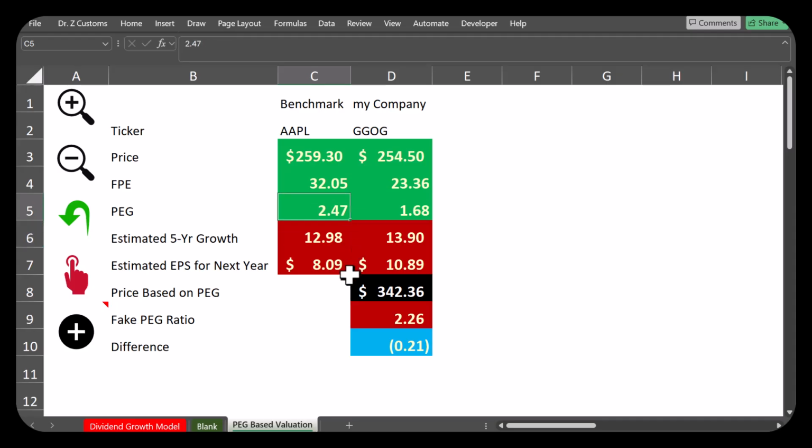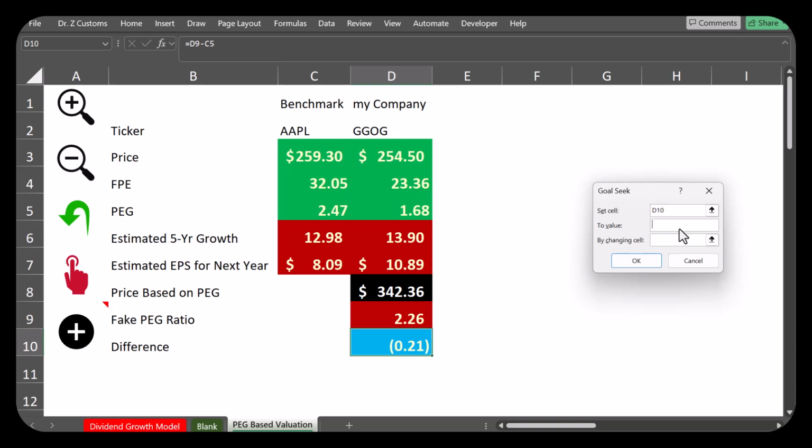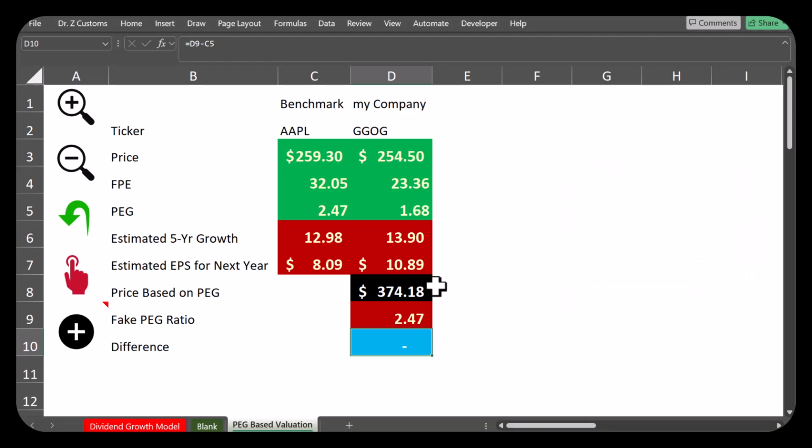Based on this alone, I can immediately tell you that Google is cheaper, but I'm more interested in finding a target price. Okay. I'm going to make that difference with What-If Analysis, Goal Seek, equal to 0 by changing that fake price, or the price based on PEG. So this actually says relative to Apple, Google should be 374.